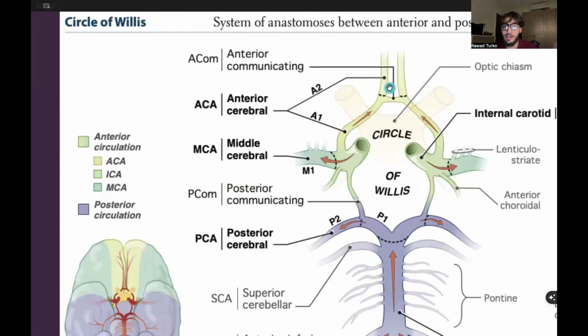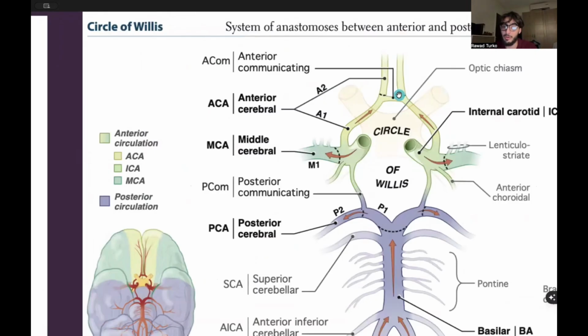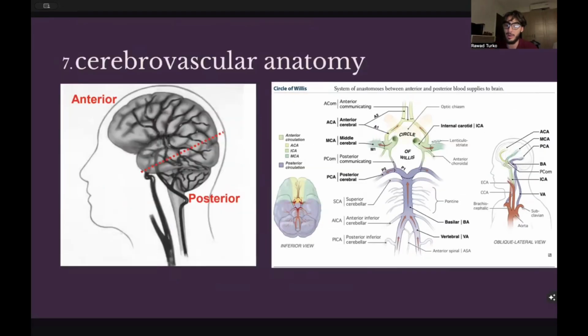Okay, and then you have this artery here called ACOM. Now, I want you to know where exactly ACOM is in relation to the optic chiasm. This is very important. So the optic chiasm would be immediately posterior to the anterior communicating artery. Okay, this is very important for a clinical correlation that we're going to talk about later on.